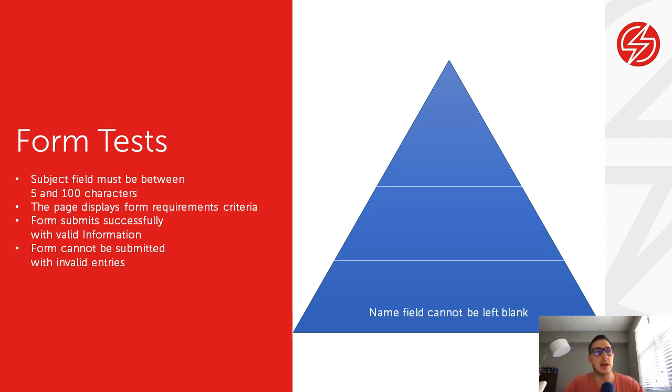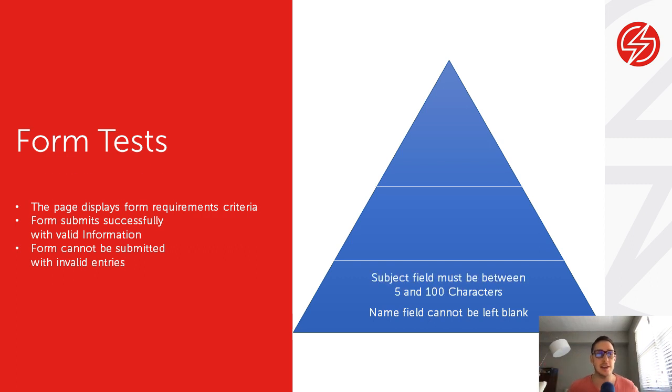Now, next test case. Where are we going to automate it? The subject field must be between 5 and 100 characters. So again, read that. Think about your answer. Where in the automation pyramid will we perform such a test case? And then when you come back, I'll tell you where it belongs.